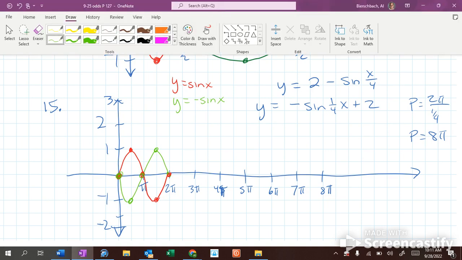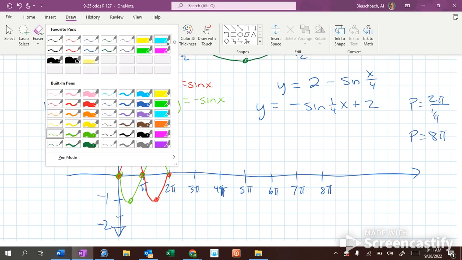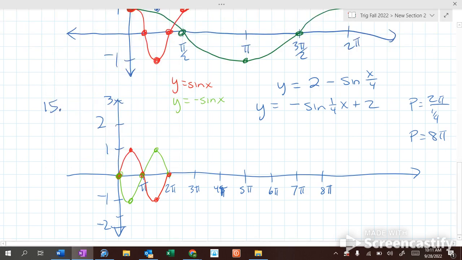Okay. Then we're going to graph, let's go orange, y equals negative sine of 1/4 x. So I'm going to be 0, and then everything's 4 times further away. Okay? So instead of going over 1, I'm going to go over 4. Instead of going over 2, I'm going to go over 8. And then 12. And then 16.